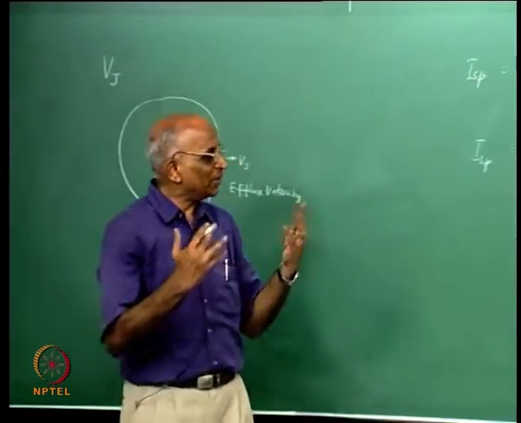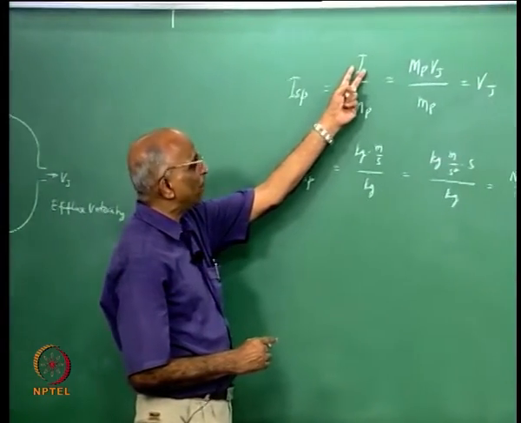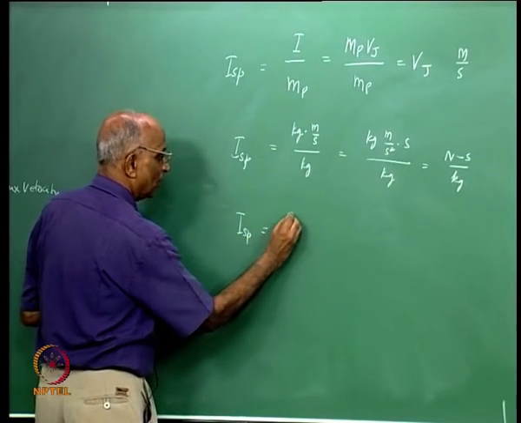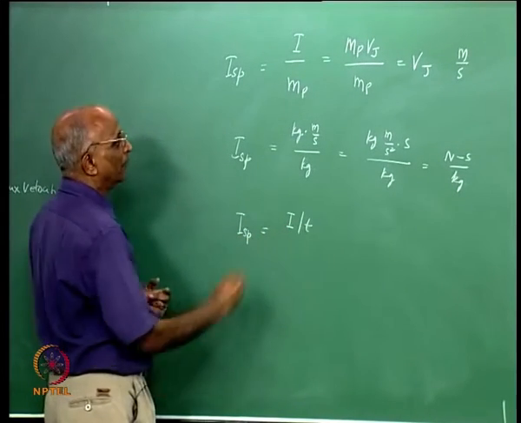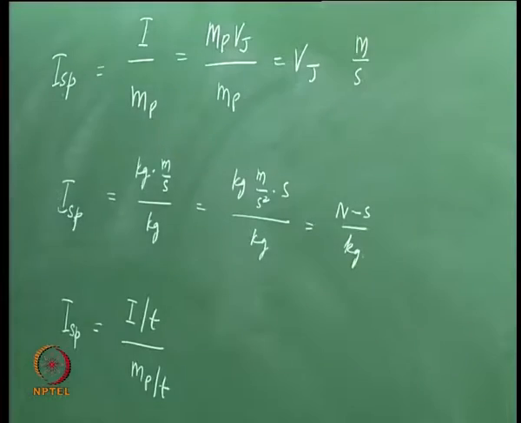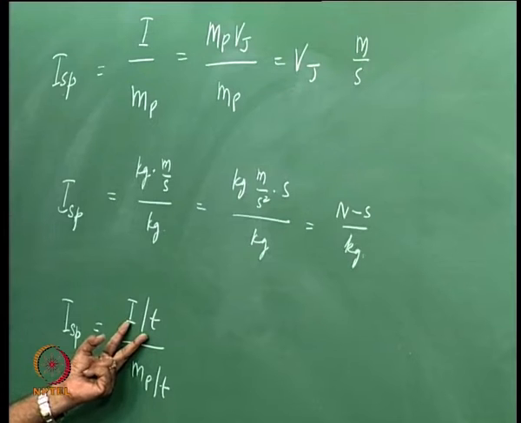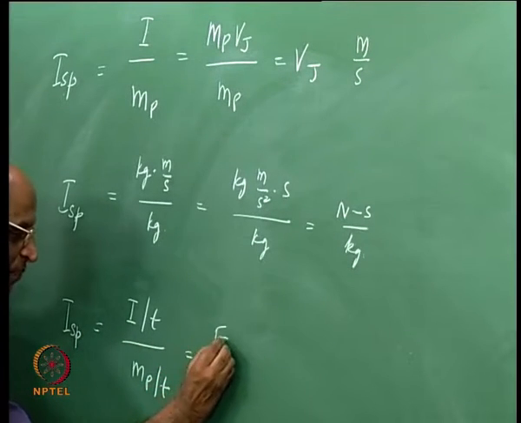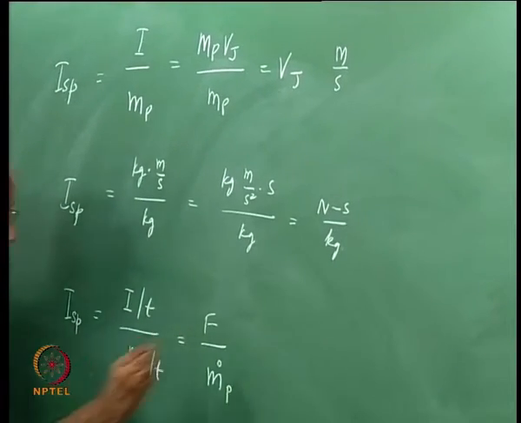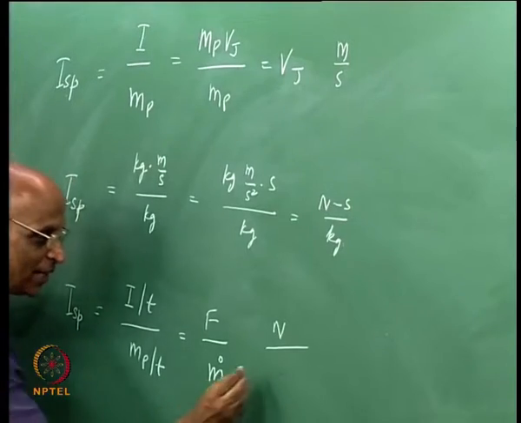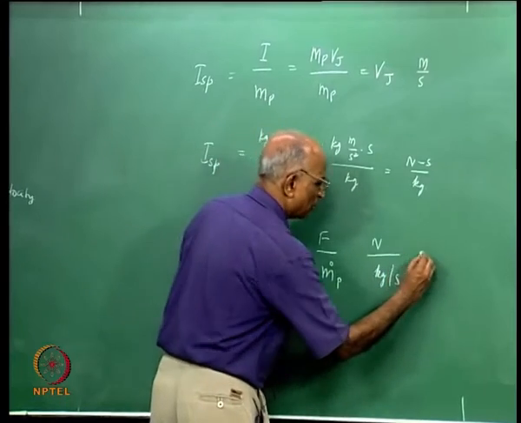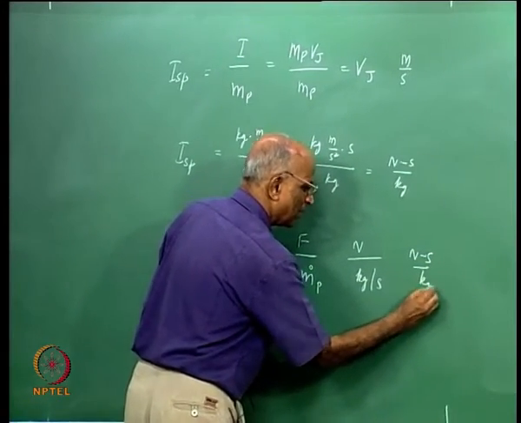So far, so good. Let us go to the third one, derive it. Instead of putting it as impulse, supposing I were to write the same expression for specific impulse as impulse per unit time divided by mass flow rate of propellant per unit time. And what is impulse per unit time? It is force. Force into time is impulse. In other words, I have force divided by MP dot. Force has units of Newton, mass flow rate has units of kilogram per second. Therefore, the unit of specific impulse again comes out to be Newton second by kilogram.